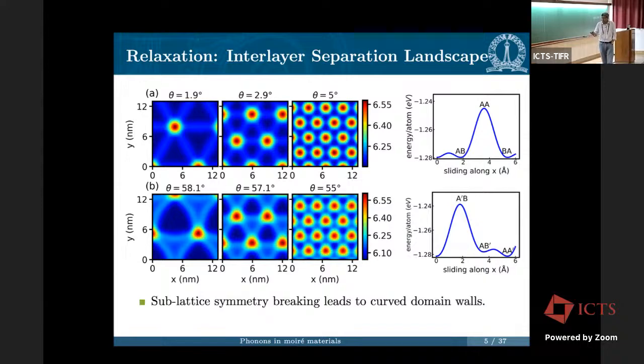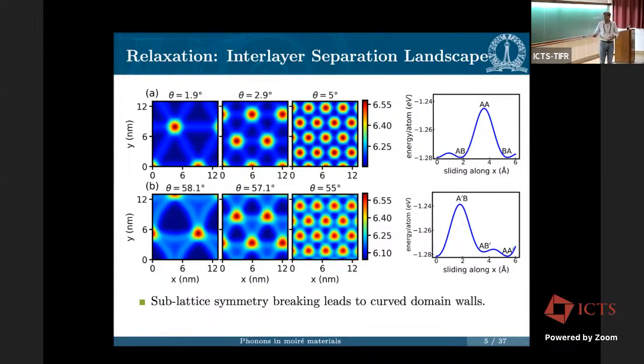It's more or less the same, except one thing that is different about near 60 degrees is that these two stackings are not the same. I don't know if you can see it very clearly. There are two dark blue triangles here, if you can see. These two dark blue triangles are not exactly the same area. One of them is larger than the other, and as a result, these domain walls are curved; they're no longer straight.